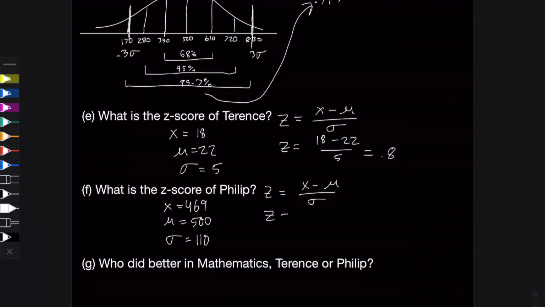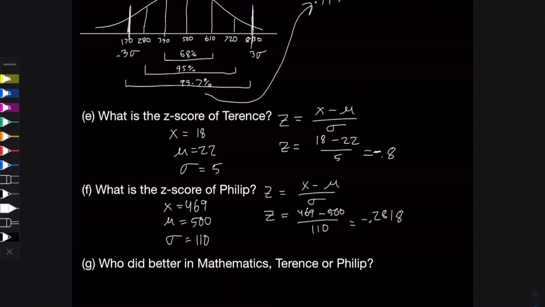And this one is 469 minus 500 over 110. And that answer is negative 0.2818, and the 0.8 up here is also negative. Because these are less than the mean, less than the expected value, they're going to be to the left of it, and it's going to end up in a negative z-score.